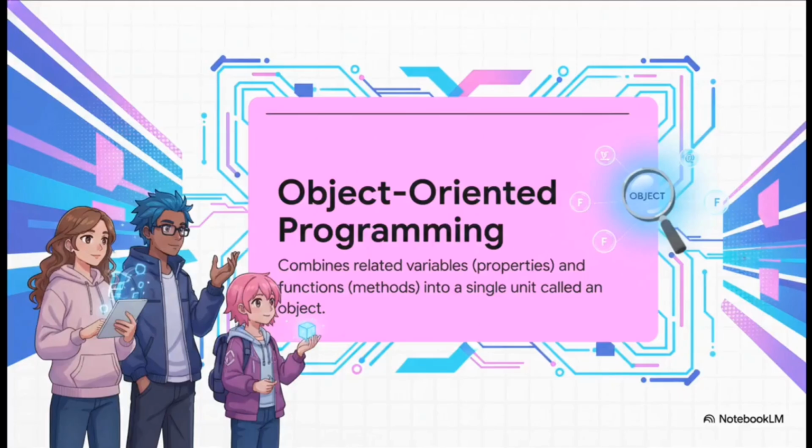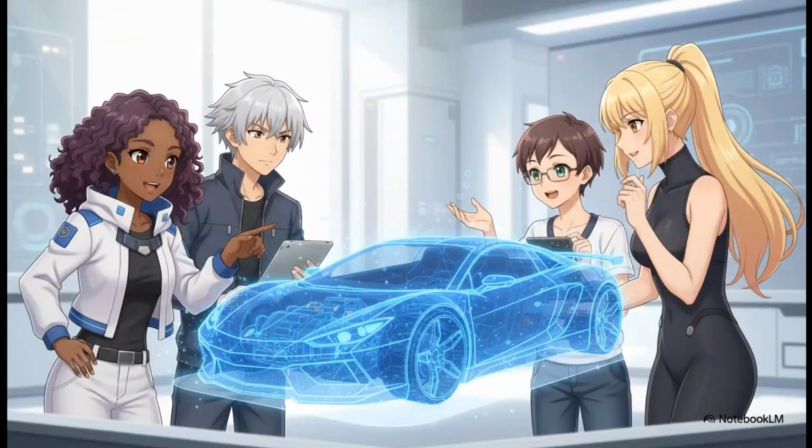We combine related variables and the functions that use them into a single, self-contained unit called an object. And just to make it official, we give them special names. The variables inside an object are called properties, and the functions are called methods. The best way to wrap your head around this is to forget about code for just a second and think about something from the real world. Let's take a car, for example.